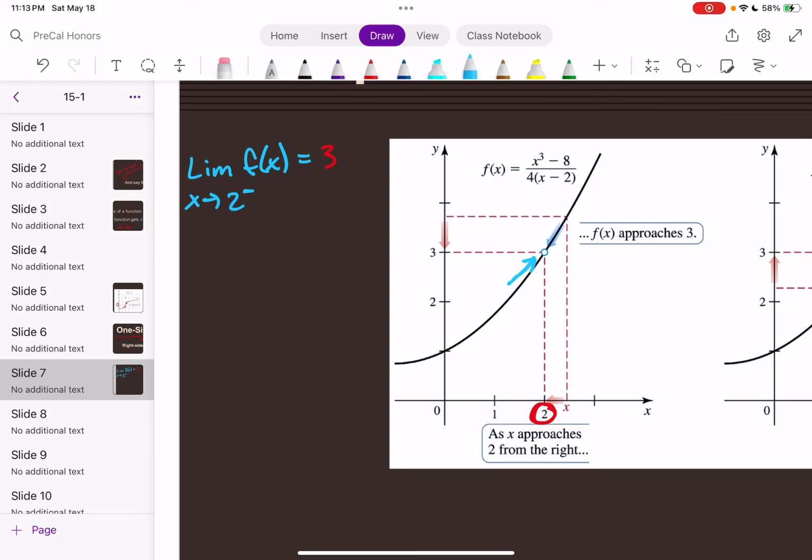We would also take a look at the right-hand side. So in this example, we have the limit of f of x as x approaches 2 from the positive side would be equal to, once again, the number 3.